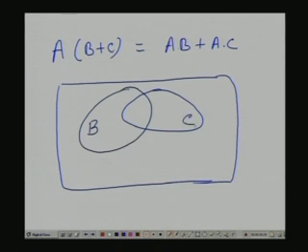This is C. So, B union C is this entire region. That intersection with A. So, suppose this is your A. What is A intersection B union with C? B union with C is this entire region. With that A is intersecting, so that means this zone.